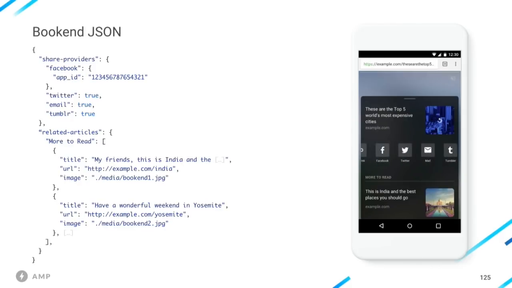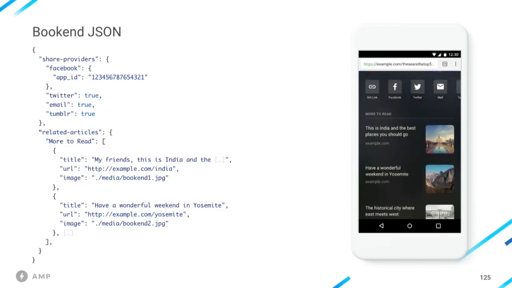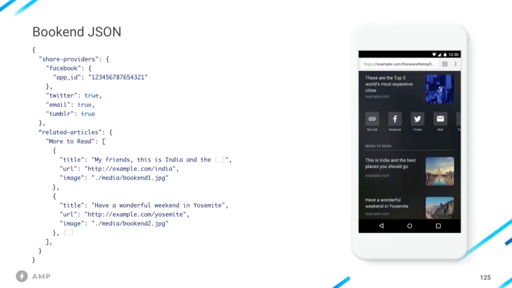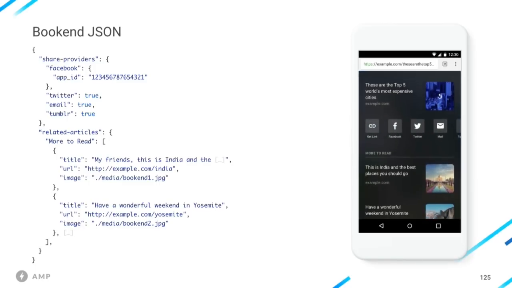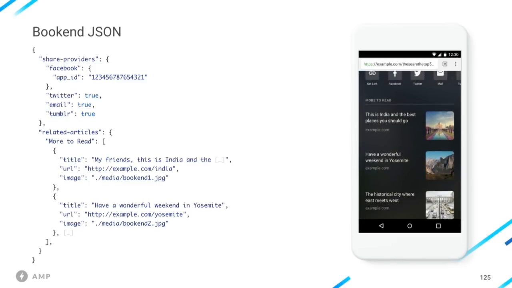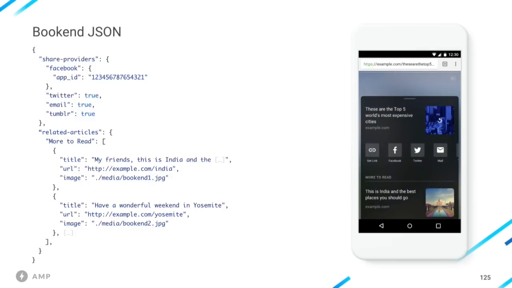And last but not least, the bookend. As I mentioned earlier, you can customize the bookend. It's completely optional to customize it. There is a default. But if you choose to customize it, you can specify a JSON payload that looks something like this. It's broken into 2 main sections.